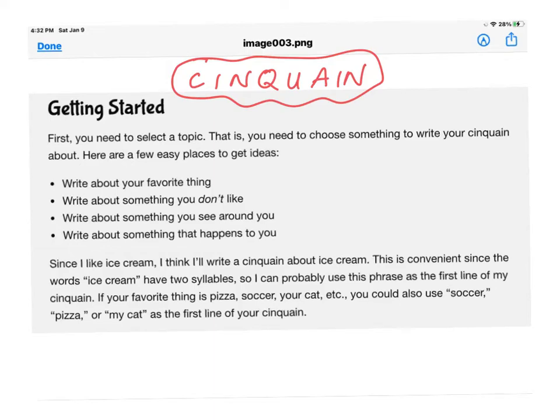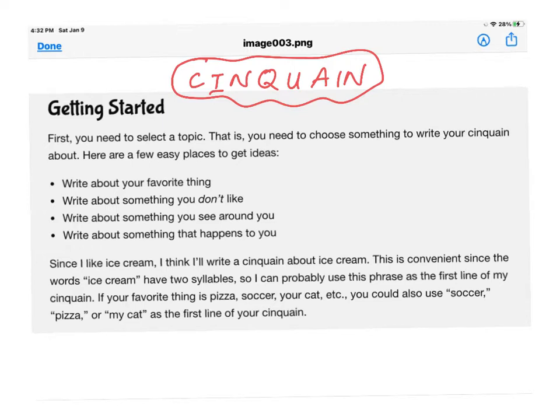Hey, fourth graders, today we are going to be doing another poem. I know we've been doing about a poem a week. This one is called a cinquain, okay? So we are going to talk about how to write it. They're short, just like the haiku was.